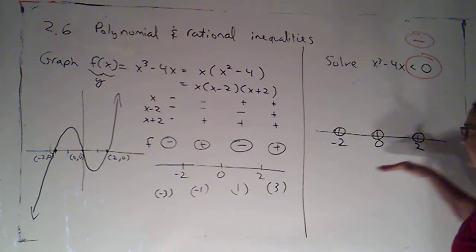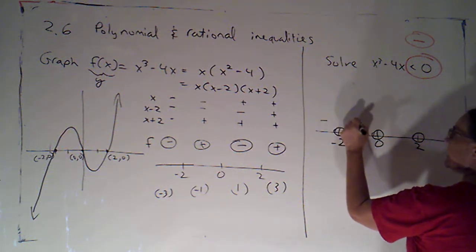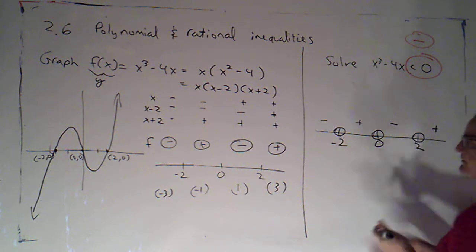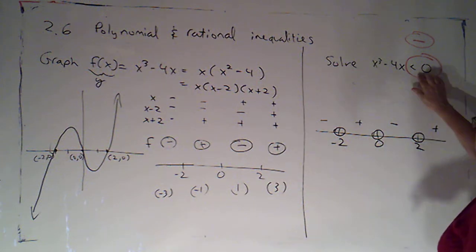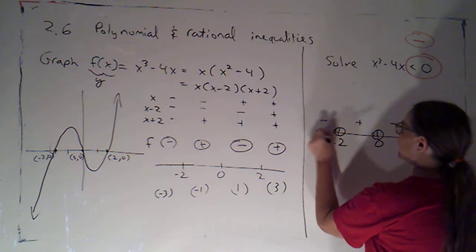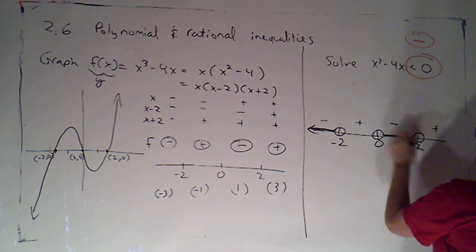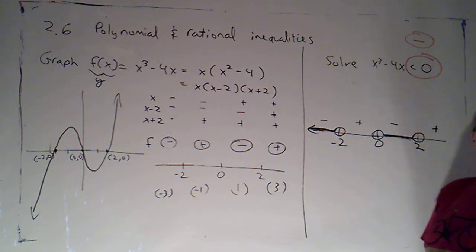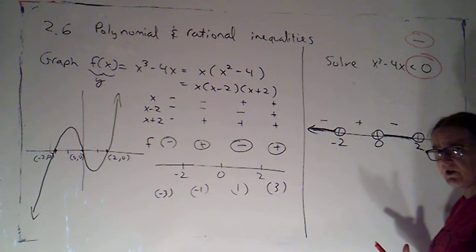But then I can do the same test for the number line, and we got negative, positive, negative, positive. I'm just going to write these results in since we just did that work. Looking at this, I wanted the places where it was negative. I'm just going to shade that so that I've got a picture. And then I'm going to state my answer.